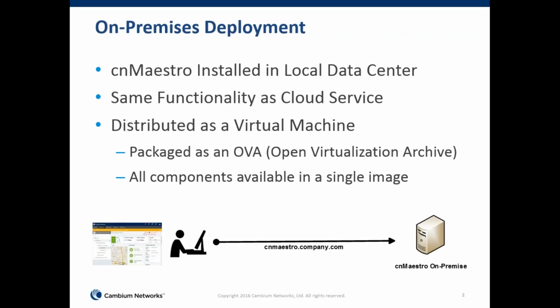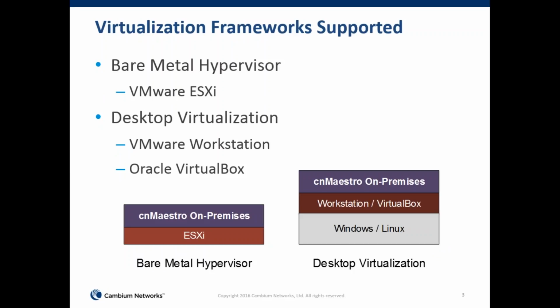Within this 4,000, you can do as many as you want with the mix between the ePMP and Wi-Fi devices. When we talk about on-premise, as we said, it's a virtualized archive, and basically a virtualized framework. There are two different frameworks we support. One is called bare metal hypervisor. This is based on VMware ESXi, and on top of that, we're running the cnMaestro on-premise. The other one is called desktop virtualization. You can have a Windows or Linux operating system, and on top of that, you can have either VMware Workstation or Oracle VirtualBox, and the cnMaestro runs on top of that.